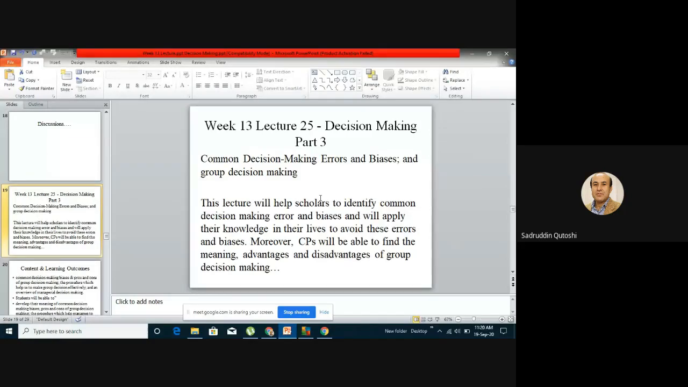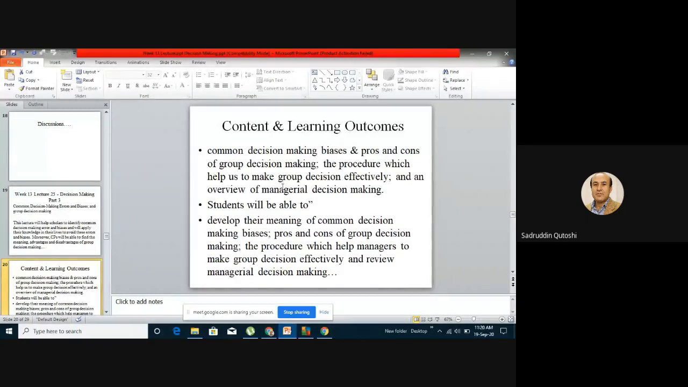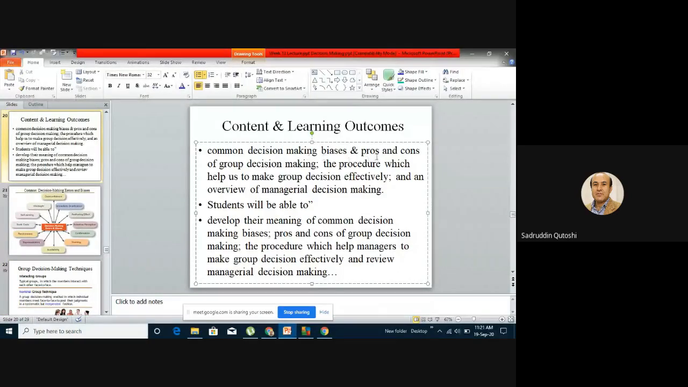Now today, in this particular lecture, week 13, lecture 25, decision making part 3, we will try to develop our understanding of the concept of common decision making errors or biases, and group decision making concepts and procedures, how we will take decisions in groups. So common decision making biases, what are those biases? What are those errors which we commonly commit? And what are the pros and cons of group decision making? And then the procedures which help us to make group decisions effectively. And finally, we will come up with an overview of managerial decision making.